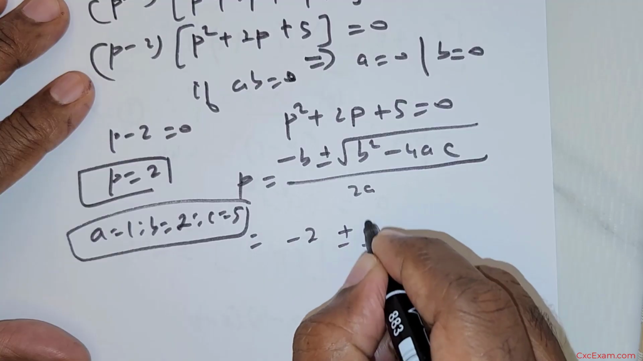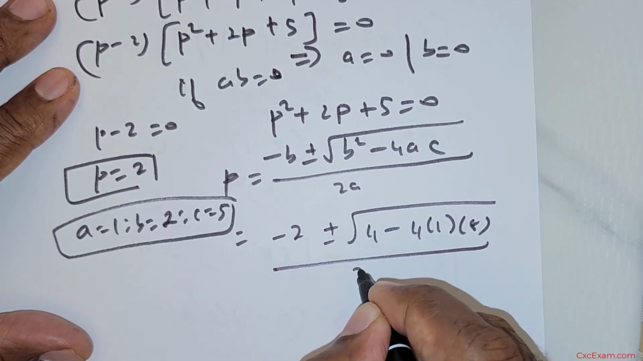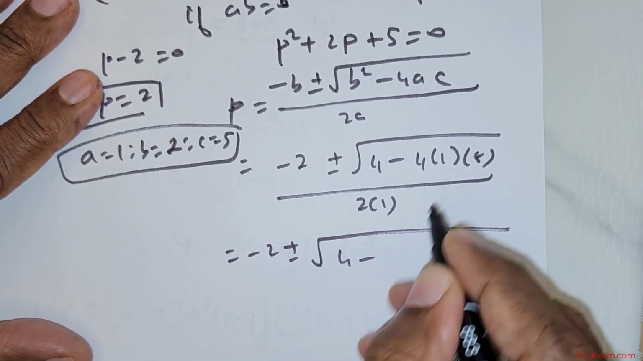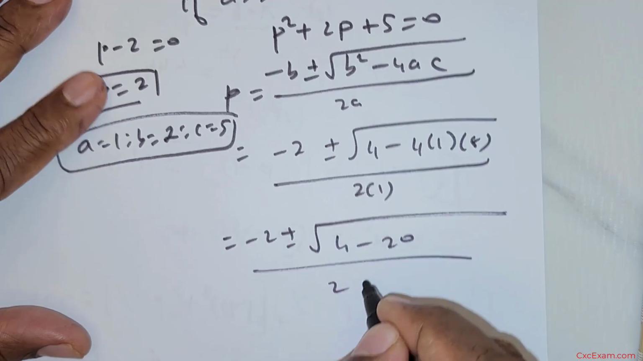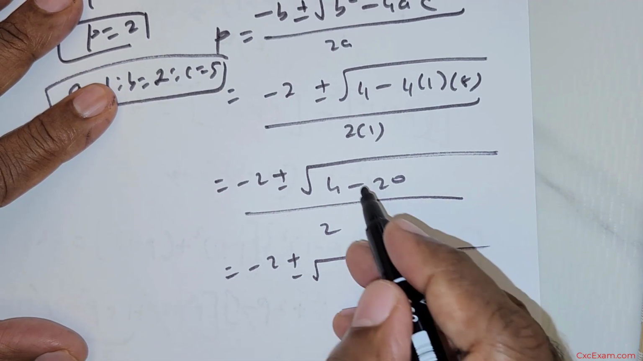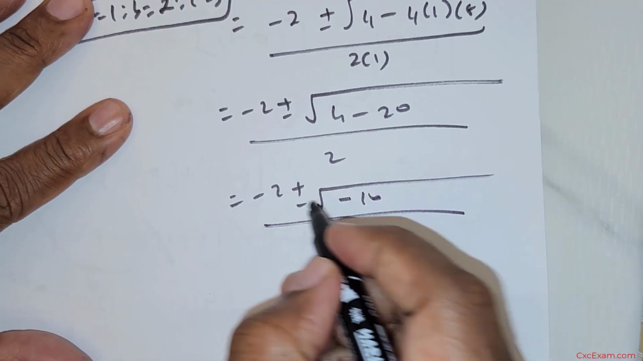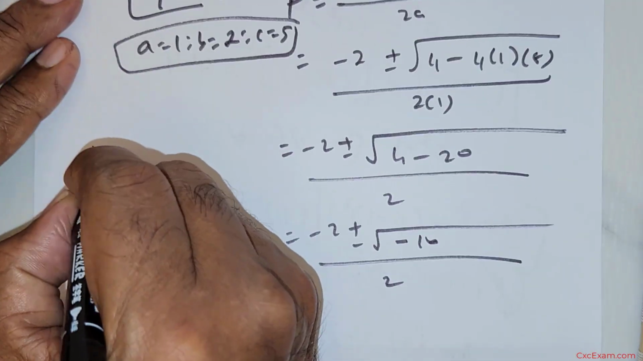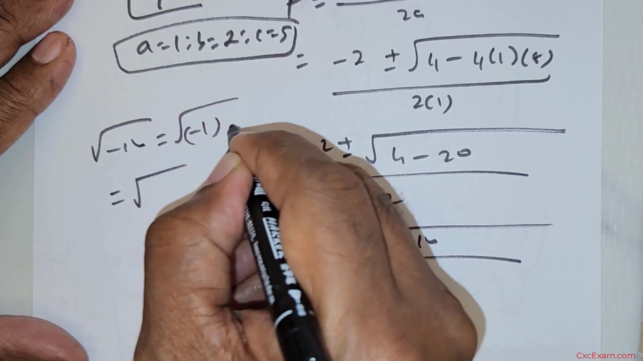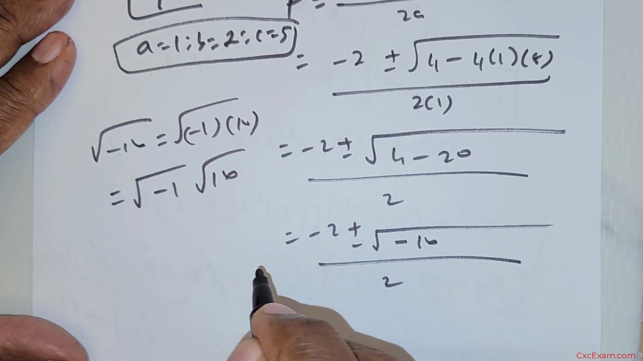So this is negative 2 plus or minus root of b squared, 4, negative 4 times a times 5, divided by 2 times 1, which is negative 2 plus or minus root of 4 negative 20 divided by 2, which is negative 2 plus or minus root of 4 negative 20, which is negative 16, divided by 2. But I can rewrite root of negative 16 as root of negative 1 times 16, which is going to be root of negative 1 times root of 16.